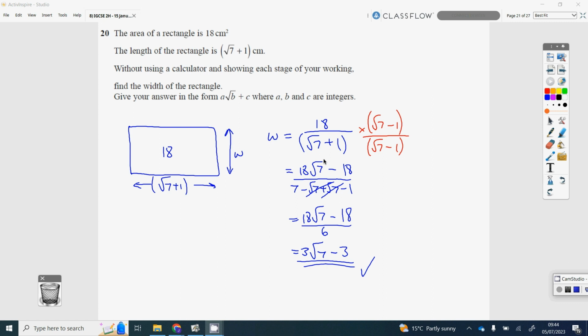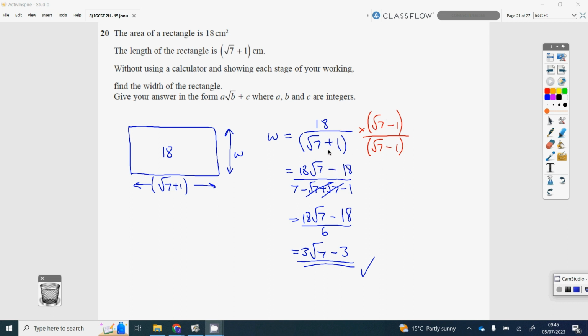Now I need to get it into this format. So I need to rationalize this third. I've got to move away from having any square roots in the denominator. So the key learning point here is how do you rationalize a root 7 plus 1? You choose to multiply top and bottom by root 7 minus 1. You change the sign of the denominator, and I'll show you why in a minute. So that bit in red is the key step. So the top, 18 times root 7, 18 root 7, 18 times minus 1, minus 18.